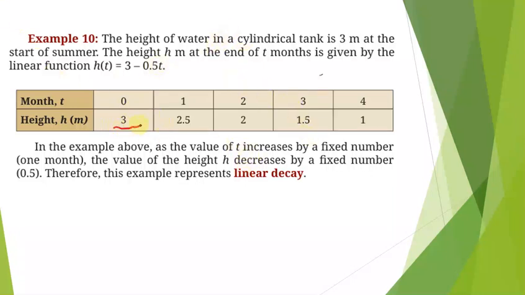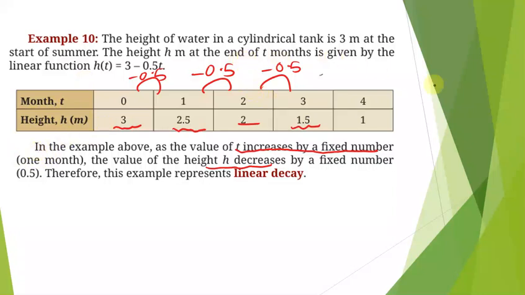So first of all, initially it's 3 meters. After 1 month, a 0.5 meter decrease, that is 3 minus 0.5 into 1, that is 2.5. After 2 months, again minus 0.5, so it will be 2. Again, third month, again there is a decrease of 0.5, that is 1.5. So in all this, you can see as the value of t increases, the height decreases. I mean, as the months increase, 1, 2, 3, 4, the total height of the water decreases by a fixed number only.